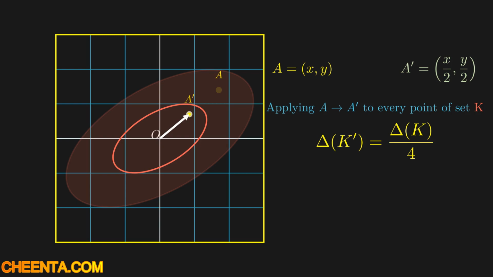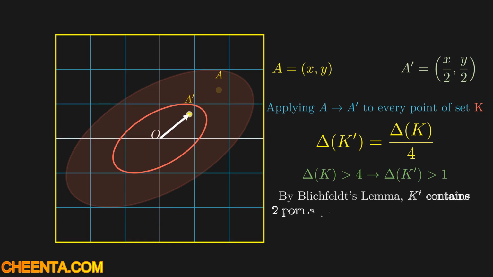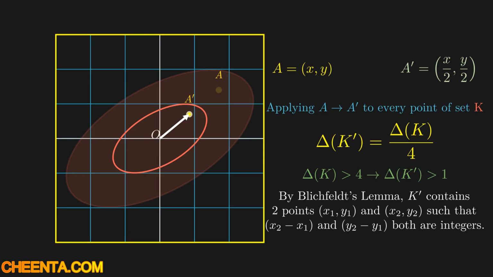Now as the area of the old set was greater than 4, we can say that the area of the new set, K dash, is greater than 1. In a previous video I discussed a lemma called Blichfeldt's lemma, and this lemma says that any set whose area is greater than 1 contains two points (x1, y1) and (x2, y2) whose difference creates integers. So now let me mark out those two points and let's continue the proof.